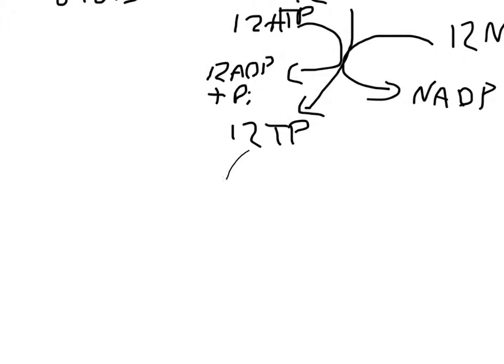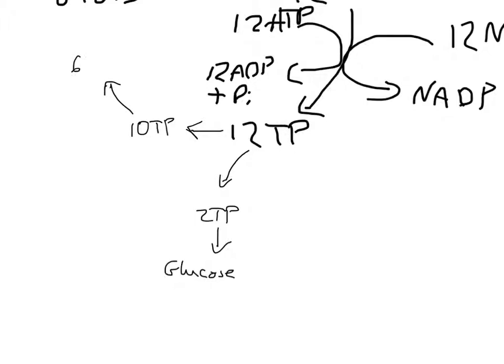And now I just want to zoom in on this bit, the 12 triose phosphate, because 2 of those triose phosphate leave at this point and are used to produce glucose. 10 of the triose phosphate are converted into 6 ribulose phosphates. I'm just going to use them as RP. And then these 6 ribulose phosphates are converted to our 6 ribulose bisphosphate.